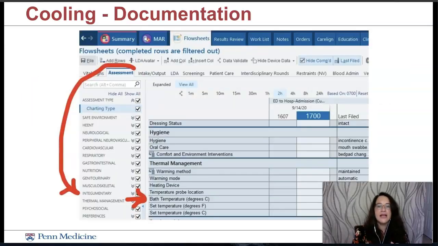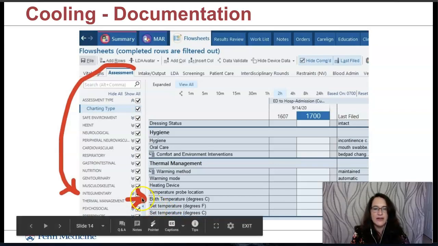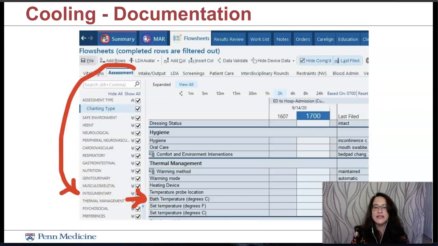Okay, cooling documentation. This is where we always kind of forget. Not really forget, but it's like, where is this? Under assessment in integumentary, you see there is the bath temperature that goes right here, right? So assessment tab, integumentary, add the bath temperature and the set temperature. We want the warming method, and we want the bath temperature in degrees Celsius for documentation going forward.